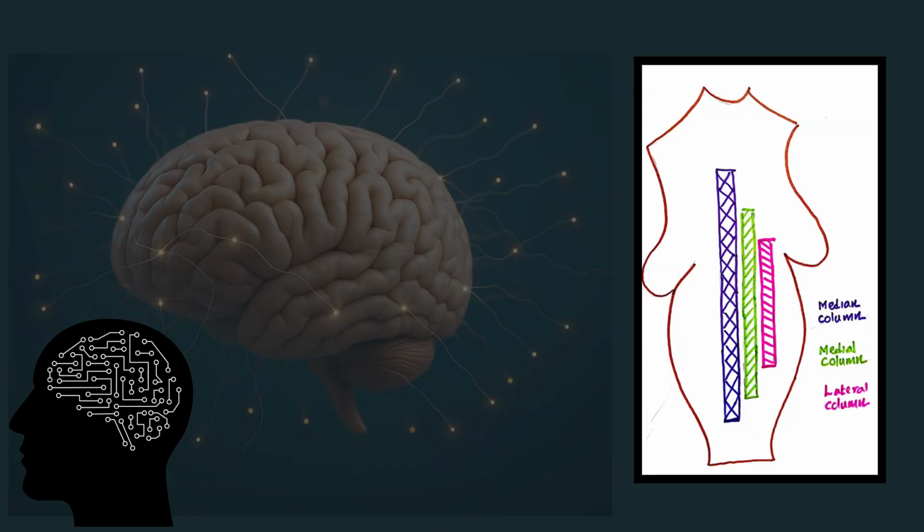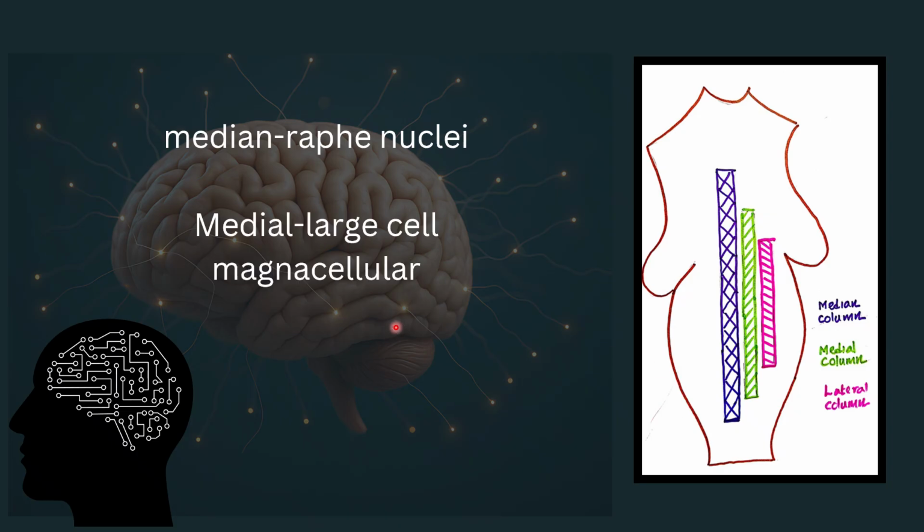Reticular formation is located in three columns. The median column contains the Raphe nuclei. It contains serotonergic neurons. It is important for sleep generation. These are the median nuclei or Raphe nuclei.